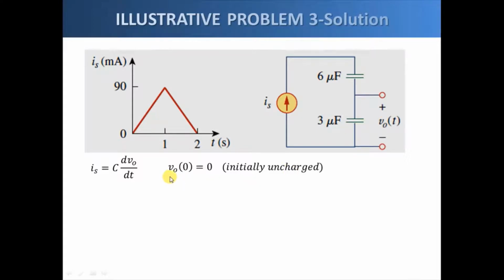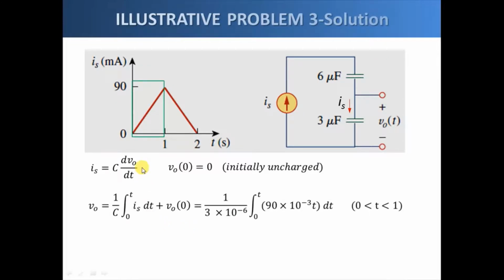Let's further assume that the 3 microfarad capacitor has no initial charge. So what this equation really means is that we're trying to multiply the capacitance with the slope. So we first identify this portion. Okay, so we can use the formula for the voltage, that is the accumulated charge plus whatever the initial voltage on the capacitor.